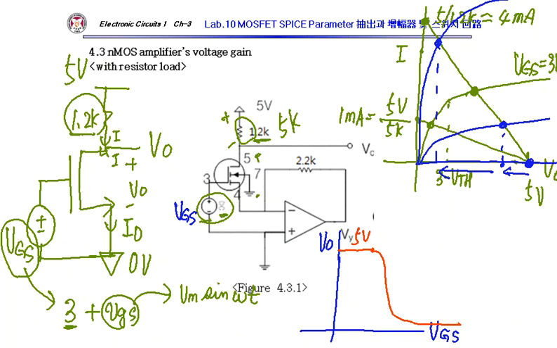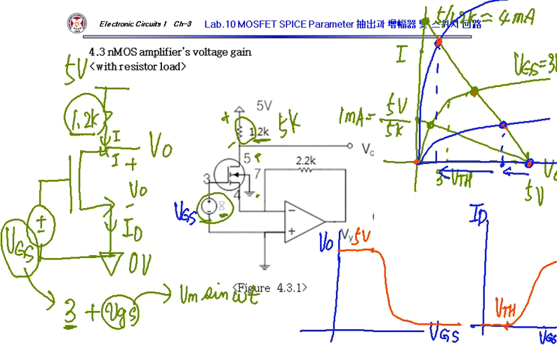How about the current characteristic, ID? Current is initially 0, right? Then the current increases a little bit. Then current increases a lot, right? Something like that. Current will keep on increasing as VGS is increased.